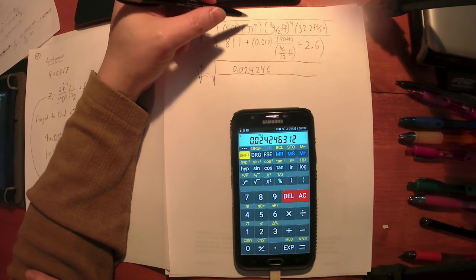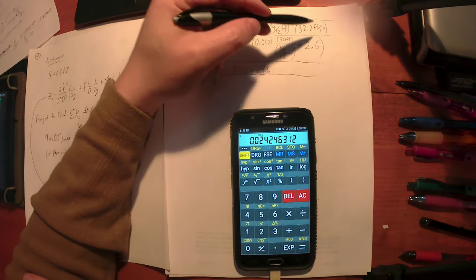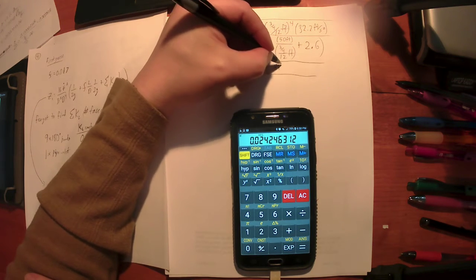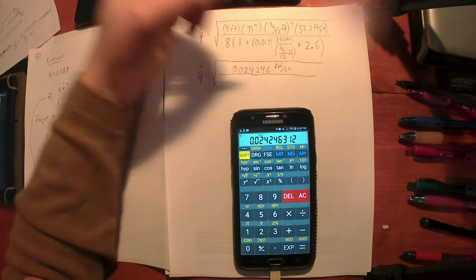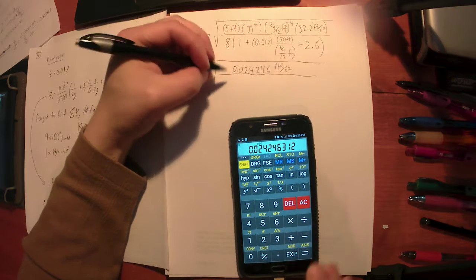Let's look at the units here. This is feet to the 4th times feet, that's feet to the 5th, times another foot, that's feet to the 6th. Feet to the 6th divided by seconds squared. What the heck does that measure? I don't care. It's just a constant. It doesn't really matter what it measures.